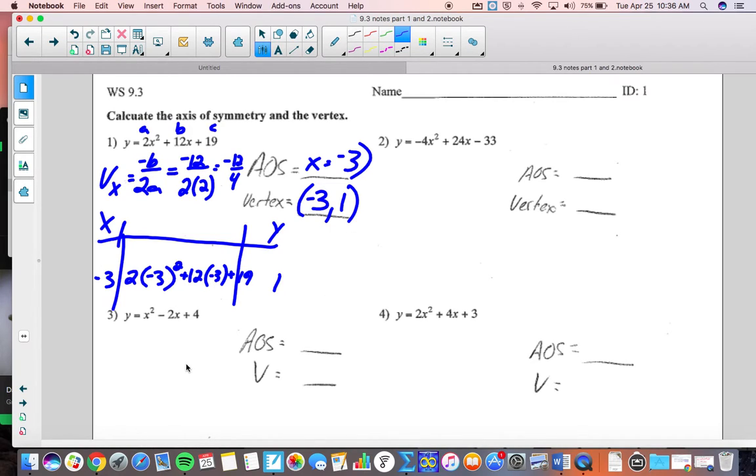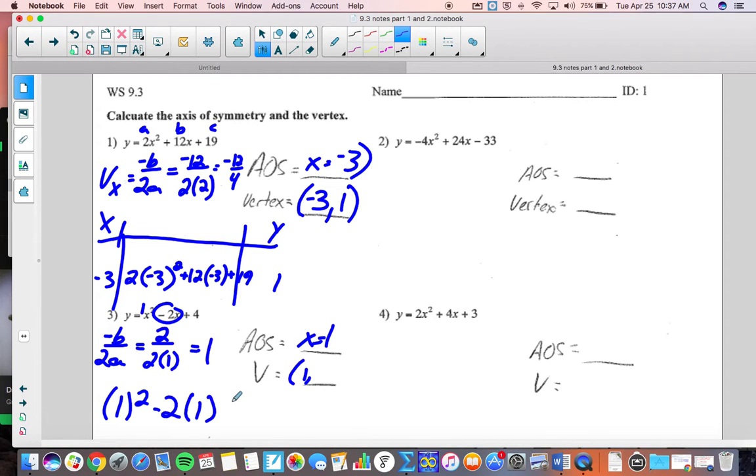Hey, I know that number 3 might trip some people up. We need the opposite of b divided by 2a. So a is 1, b is negative 2. So the opposite of b is going to be positive 2 divided by 2 times 1. So our x value here is going to be 1. Our axis of symmetry is x equals 1. And then just plug in 1 for x and see what you get for y. Looks like, according to the graph, it should be 3, but make sure you get that 2.